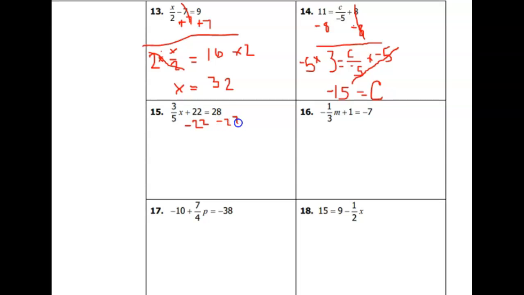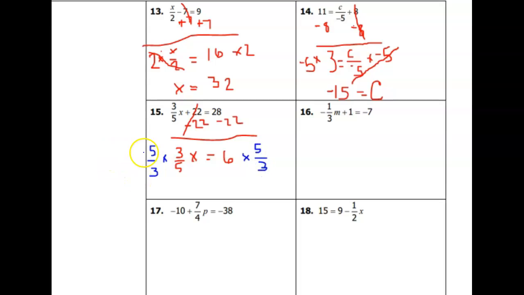I'm subtracting 22 from both sides. On the left side, 22's cancel. On the right side, I end up with a 6, okay? And that equals 3 over 5x. Here's the deal. To get rid of that 3 over 5, remember I'm going to multiply this thing by the reciprocal. Okay, so that means I'm going to multiply both sides by the flip of 3 over 5, which is 5 over 3. All right, so I'm multiplying both sides by 5 over 3.